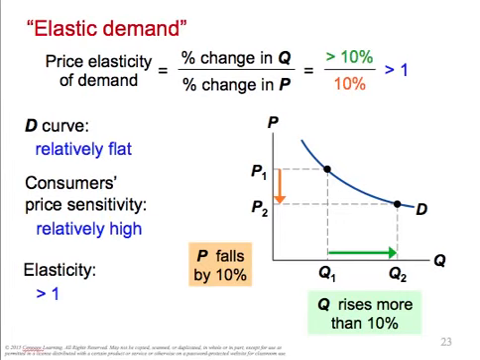Now here's elastic demand. The demand curve is relatively flat. Consumers' price sensitivity is relatively high, and elasticity is greater than 1. So we had a price change that fell. The price fell by 10%, but the quantity rose by greater than 10%. So there was a significant reaction to the price change. Here in this example, price goes down, quantity goes really high. This is a product of a very elastic demand curve.